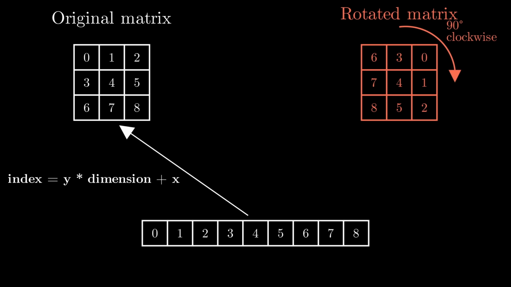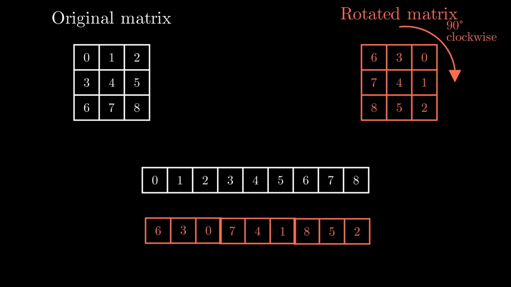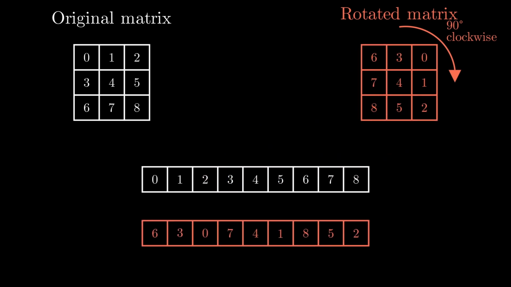Continuing in the same vein, what if we could figure out another formula that would map our one-dimensional array to the rotated matrix directly? To try and find this magic formula, let's take the one-dimensional representation of our rotated matrix and see how each value has been shifted. For example, 0 has been shifted by 2 to the right, 1 has been shifted by 4, 2 has been shifted by 6, 3 has been shifted by 2 to the left, so minus 2, and so on.